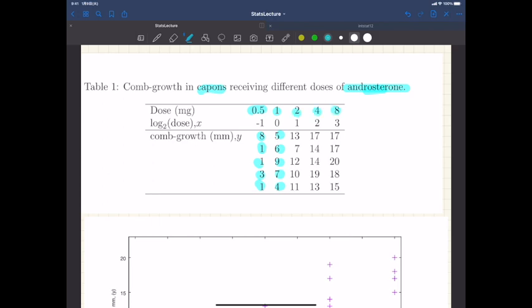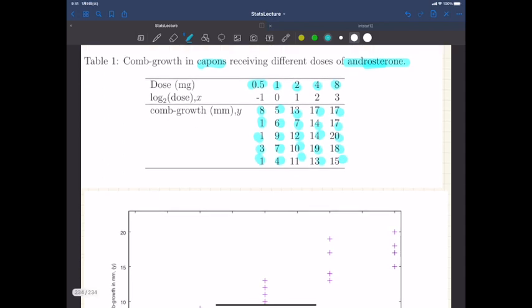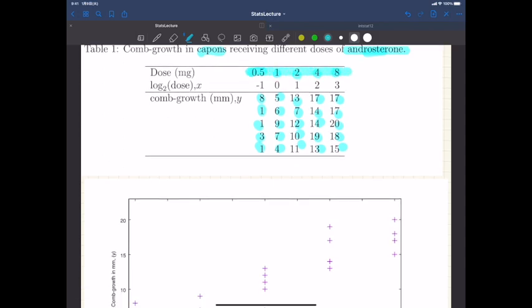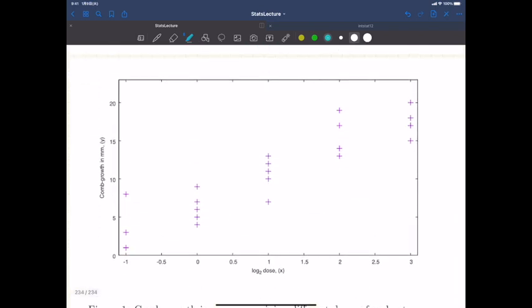So we increase the doses, and we get different values for comb growth depending on individuals. And instead of the raw doses, we take the logarithm of these doses with base 2, and then plot this in a graph. So this is log 2 of dose on the horizontal axis, and this is comb growth in millimeters on the y-axis. So we see these points. Each point represents an individual chicken.